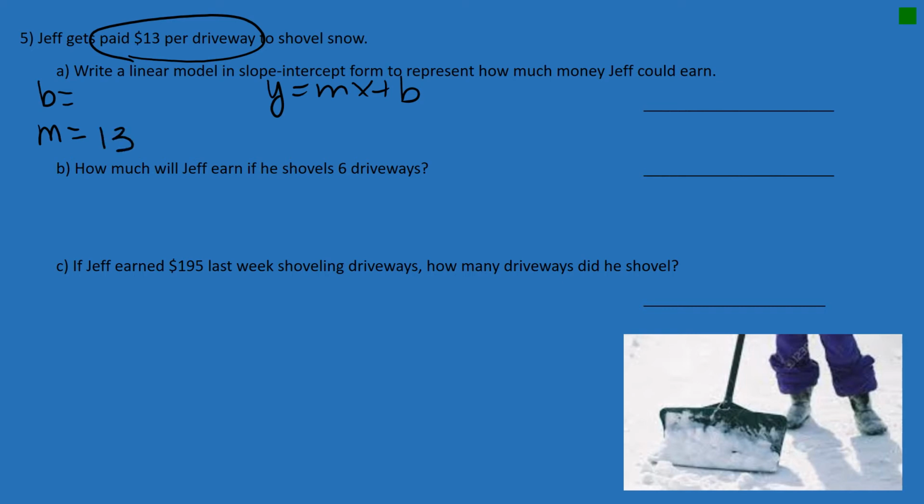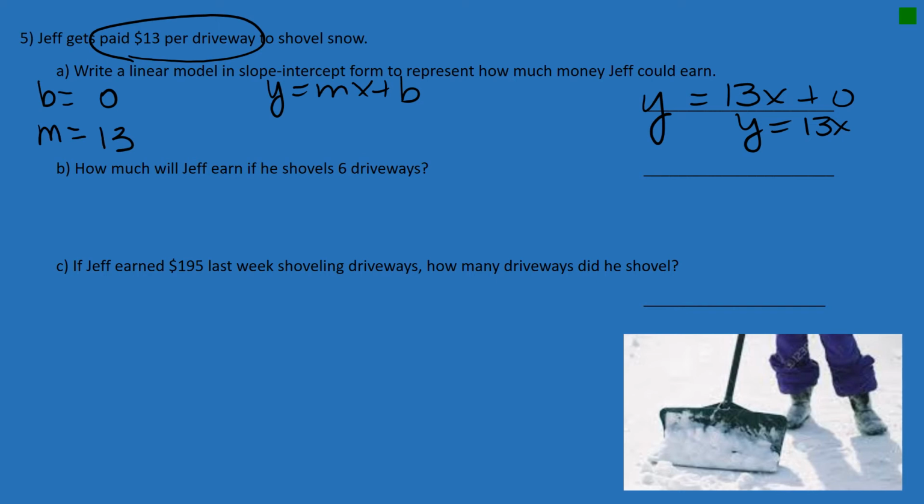Well, what was his beginning value? Well, I'm assuming it was nothing. I'm assuming he started with nothing because it doesn't tell us that. So I'm going to start writing this and I get y equals 13x. He didn't have any money to start with. You can put plus 0, but you don't need to. You can just say y equals 13x.